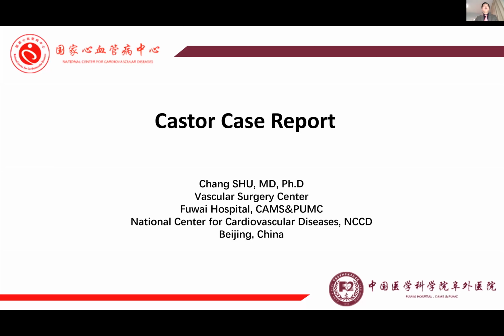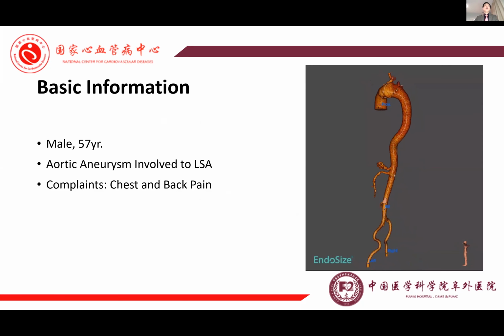Today, it's my great pleasure to share the Castor case report with all of you. Let's take a look at the cases. The first case is a gentleman only 57 years old. He has an aortic arch aneurysm very near to the LSA. The patient suffered from chest and back pain.